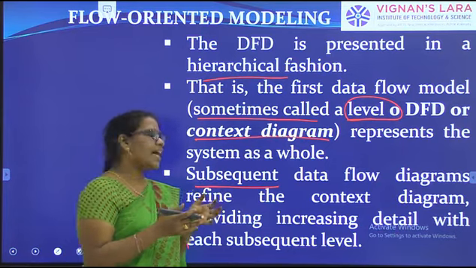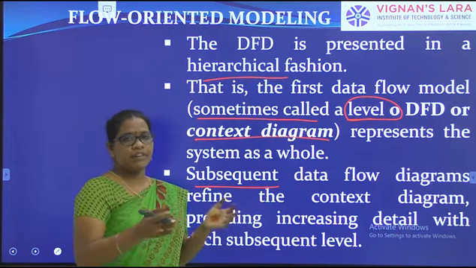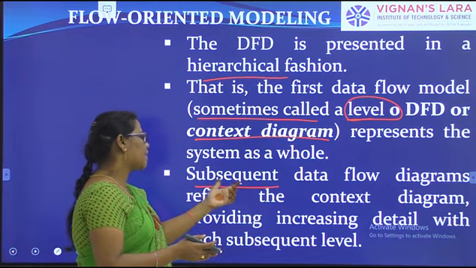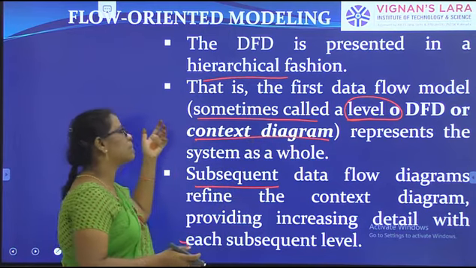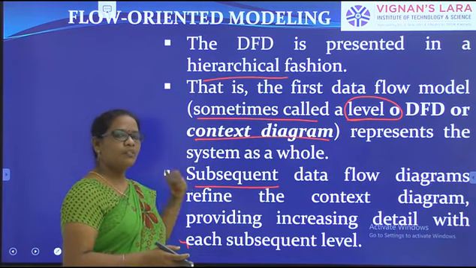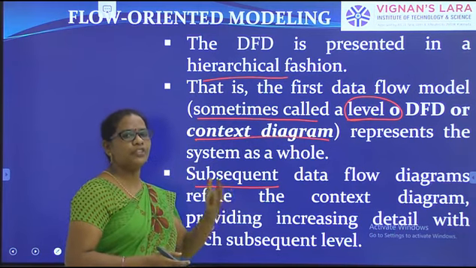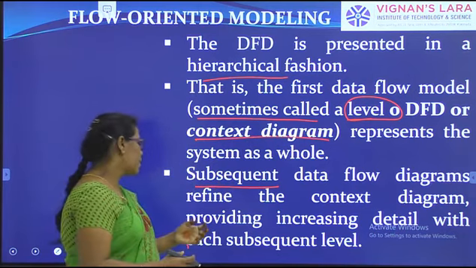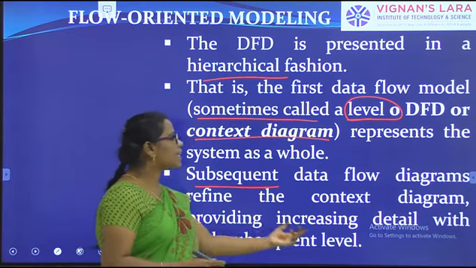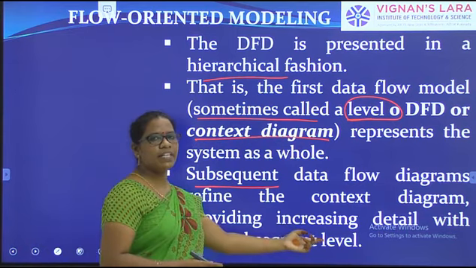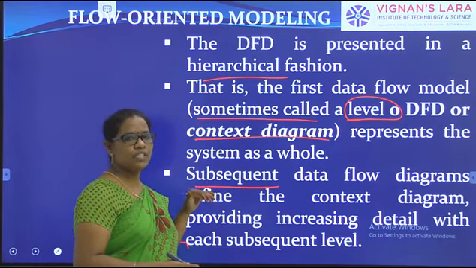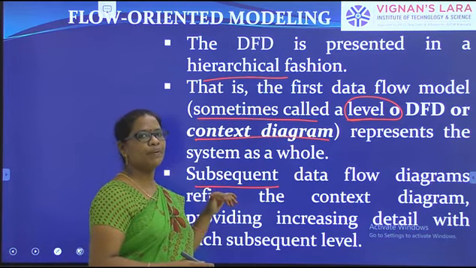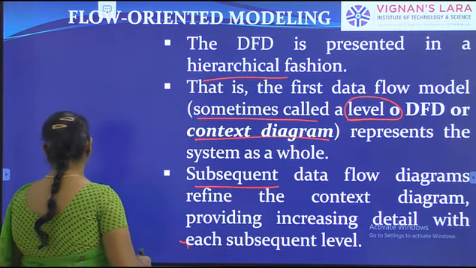Okay, so like that there are subsequent diagrams. Those subsequent diagrams can be refined from the context diagram, that means the level 0 diagram we have drawn. From that, from each unit we can develop some more diagrams. So that is providing increasing detail with each subsequent level. What are the things we can develop for the other levels? What are the things we have to develop? Okay, so that is the thing.